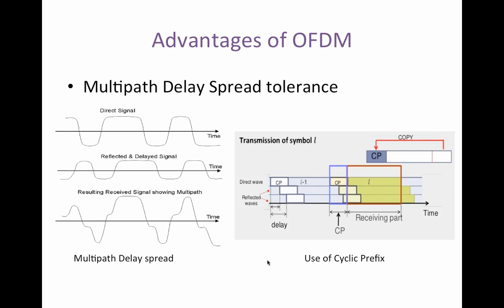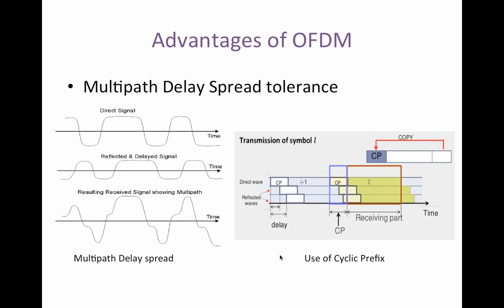Now let's talk about the advantages of OFDM. OFDM has multipath delay spread tolerance. Delay spread is a measure of multipath richness in a communication channel. Typically, the received radio signal from a transmitter consists of the direct signal plus the reflected signal. The reflected signal gets delayed due to the extra path length, giving rise to different arrival times and spreading the received energy in time. Here we can see that. So delay spread is the time spread between the arrival of the first and the last significant multipath signal seen by the receiver.